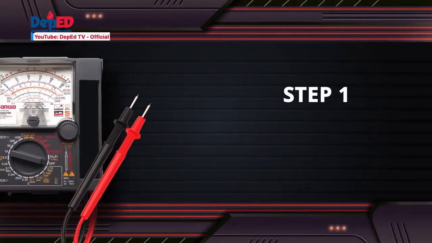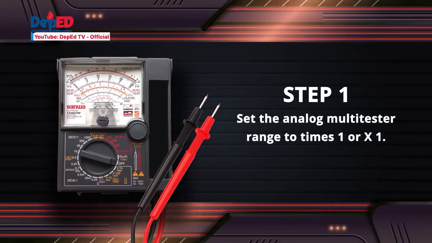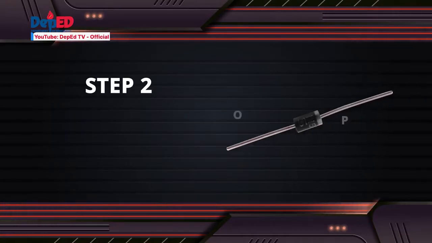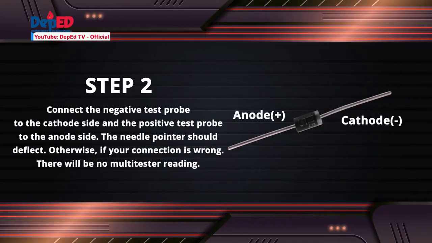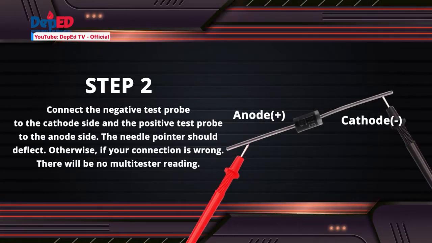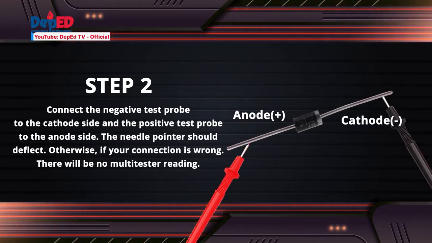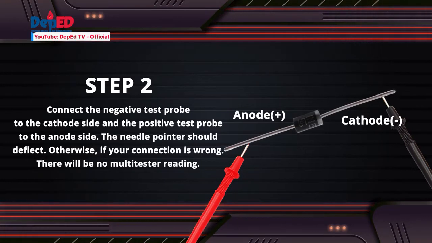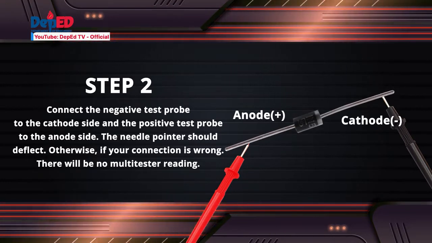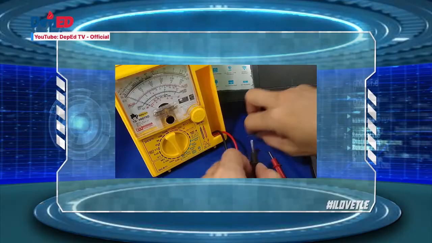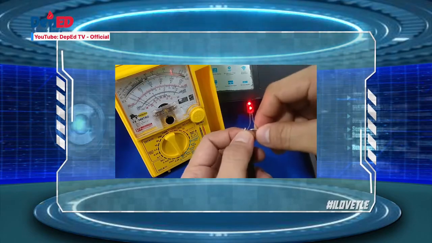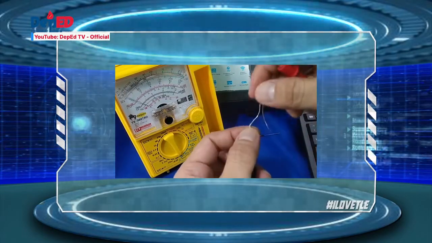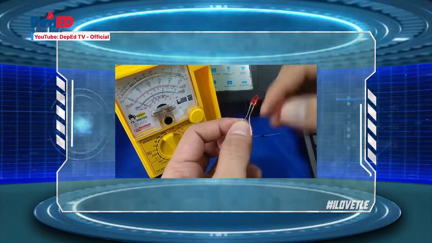Step 1. Set the analog multitester range to x1. Step 2. Connect the negative test probe to the cathode side and the positive test probe to the anode side. The needle pointer should deflect. Otherwise, if your connection is wrong, there will be no multitester reading. If you are using a light-emitting diode, it should light up when the probes are connected properly.